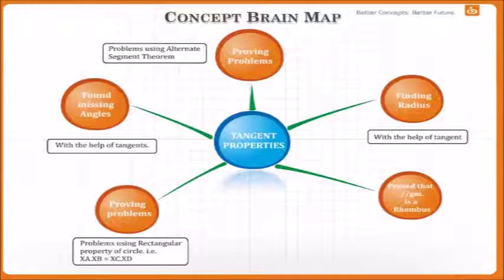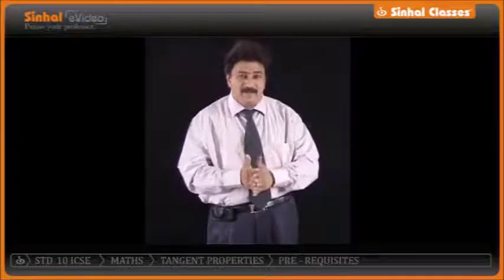With the help of tangents, we found the missing angles. We did two or three sums on that. Tangents were given to you, and we found the angles which were missing. Then we went on doing the sums on the alternate segment theorem. Yes, we have done a number of sums on the alternate segment theorem. This is the way we have completed the chapter.